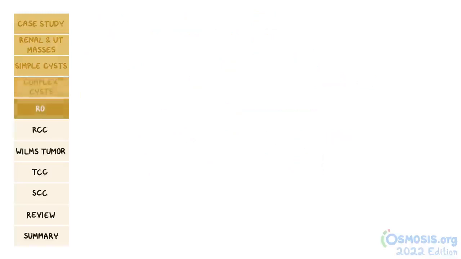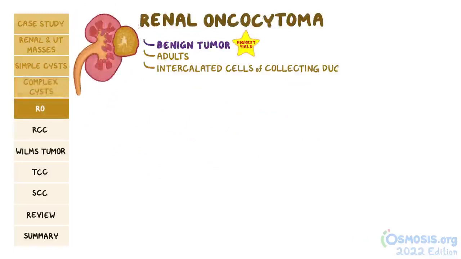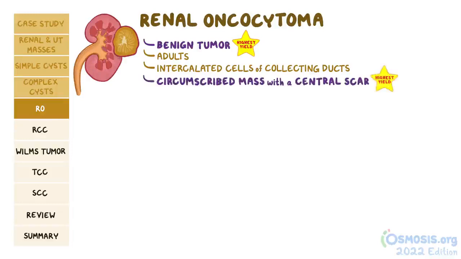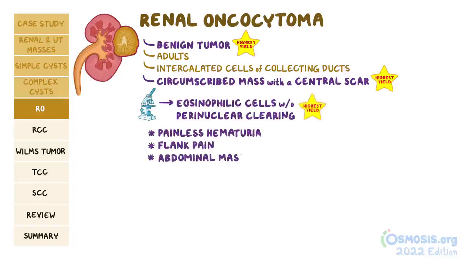Alright, let's now talk about renal oncocytoma, which is a benign tumor that usually appears in adults. It originates from the intercalated cells of the collecting ducts. Macroscopically, the tumor appears as a circumscribed mass with a central scar. Microscopically, unlike RCC, a renal oncocytoma has large eosinophilic cells without perinuclear clearing. Individuals can present with painless hematuria, flank pain, and an abdominal mass.